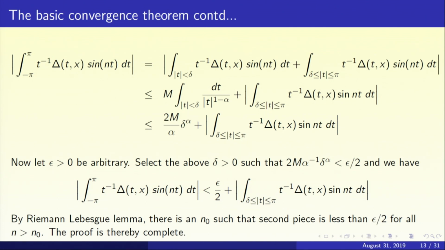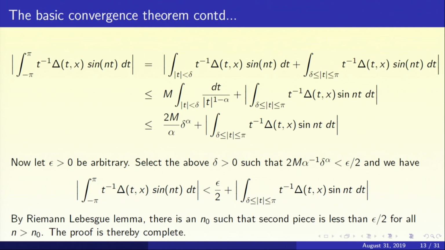Now, the first piece can be integrated. It's an even function. You're integrating an even function over minus delta to delta. So, it will be twice m integral dt by t to the power 1 minus alpha from 0 to delta. Just complete the integration. You get 2m by alpha into small delta to the power alpha. Now remember that small delta is going to be small.